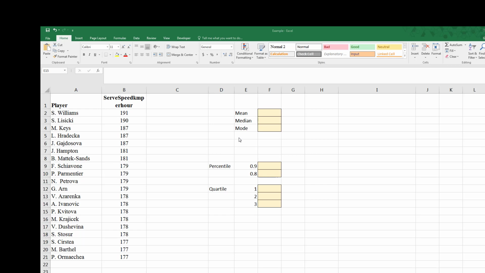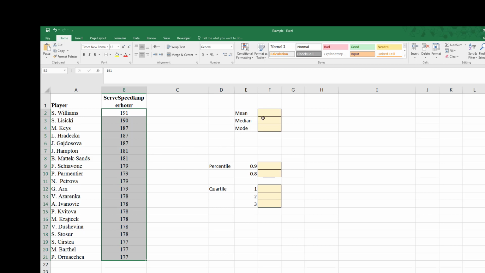Alright, today we're looking at measurements of center, and I've pulled together a little bit of data. This data is used to measure the serve speed at the Australian Open tennis tournament. I don't know what year. I didn't gather the data. It was kind of handed to me.